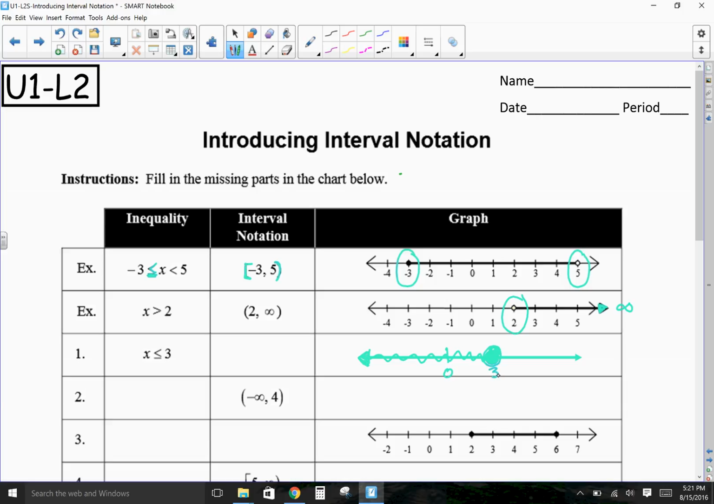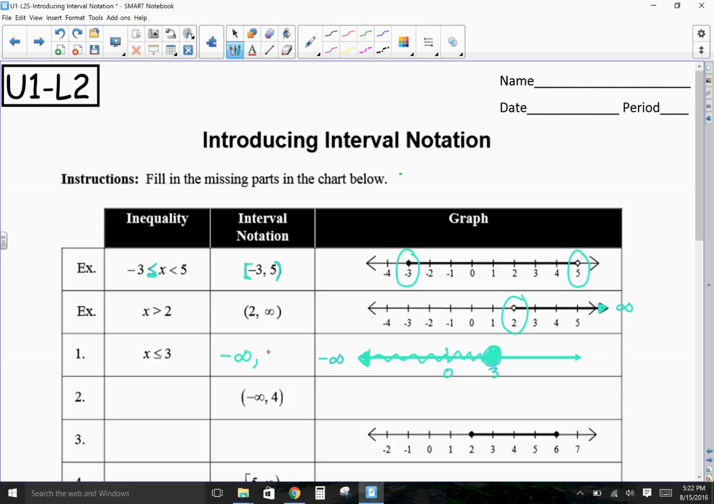So we have a 3. Our shading starts over here. Well, what number is all the way over to the left on the number line? Negative infinity. So we go to negative infinity on this side, and we go to 3 on that side. So the 0 is just giving you some bearings.